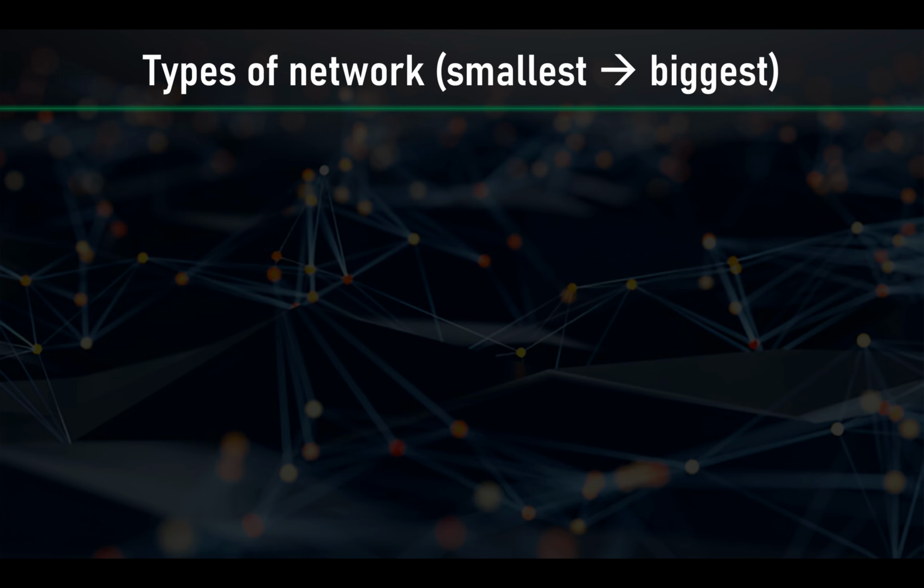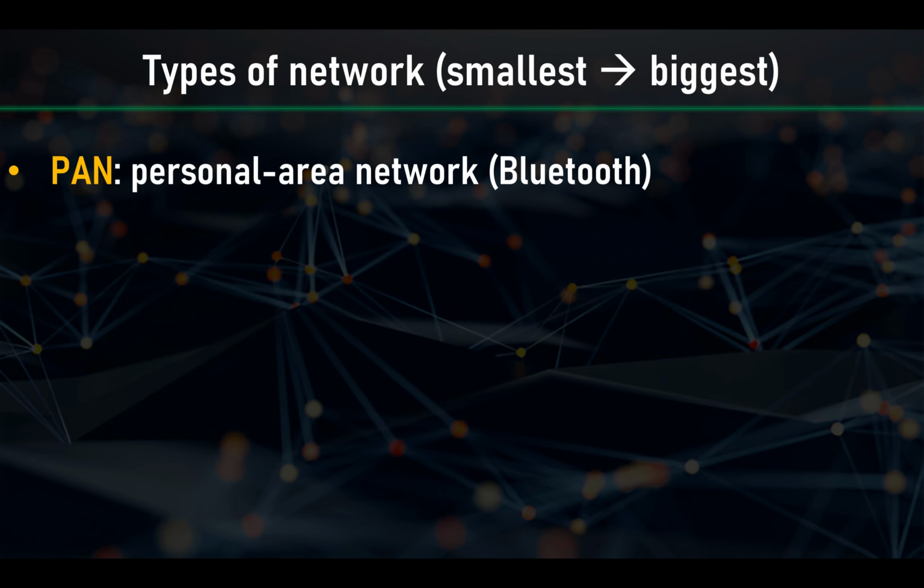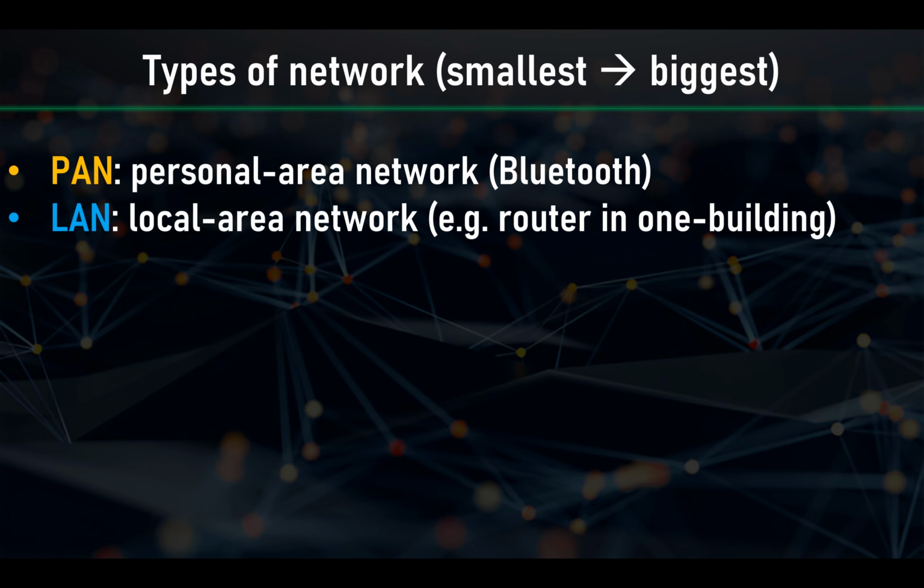Then if we look at the different types of network, smallest to biggest: PAN, hopefully people remember this, personal area network, basically just Bluetooth, that's going to be the obvious one. LAN, local area network, e.g. a router or a switch in one building or one room, for example in a classroom.